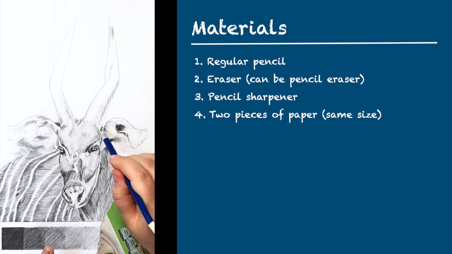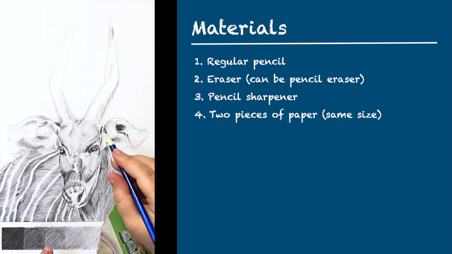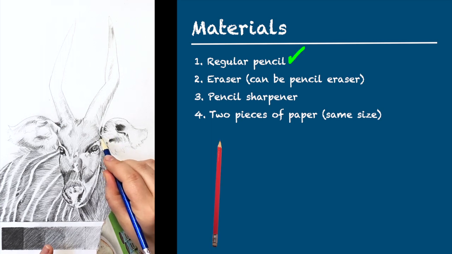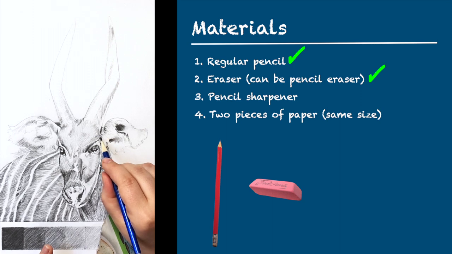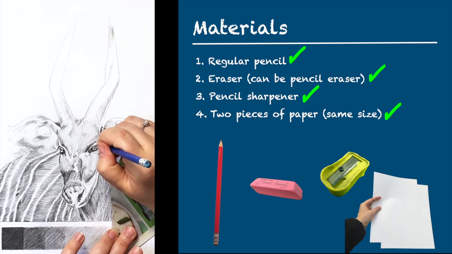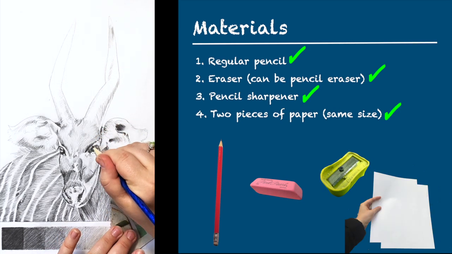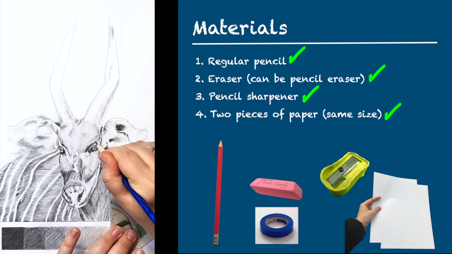To complete the kind of project I'm showing to you in this lesson, you will need a regular pencil, an eraser, which can be your pencil eraser, a pencil sharpener, and two pieces of paper. You probably also will want to have some masking tape and a piece of scrap paper. A piece of newspaper will do.